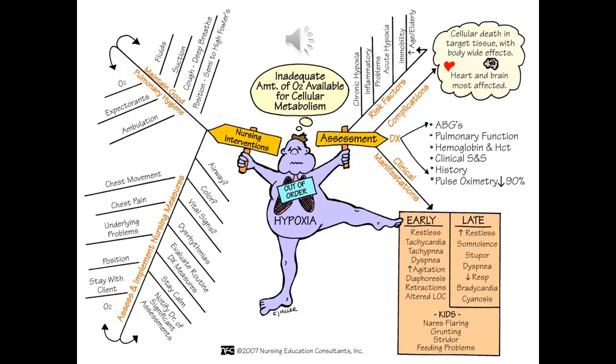Cellular death is something we want to prevent. We might utilize testing such as ABGs, pulmonary function, hemoglobin, and hematocrit. Again, we're looking for clinical signs and symptoms to help make our diagnosis. What's the history? Has their pulse ox been going down? Speak to the early and late signs of hypoxia, which we mentioned earlier. And in addition to signs in kids, which is nares flaring, grunting, stridor, maybe problems with feeding. So just review this slide. It helps to pull everything all together.